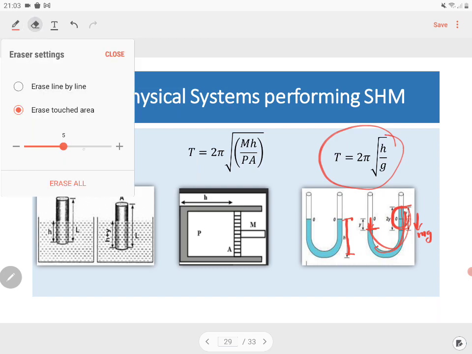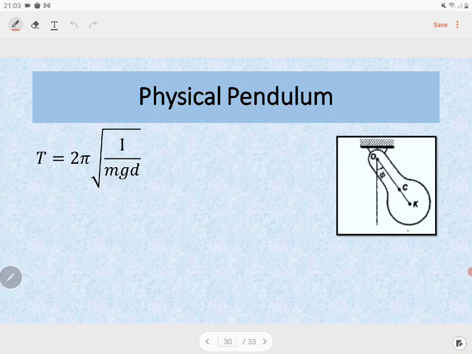After that, you will see the physical pendulum. What are physical pendulums? Any rigid body can be suspended from a rigid support, and if you slightly pull that rigid body and leave it to itself, then it will perform oscillations. What is the time period of these oscillations? 2 pi root over I by mgd. I is the moment of inertia of the rigid body about that axis of rotation. Moment of inertia.